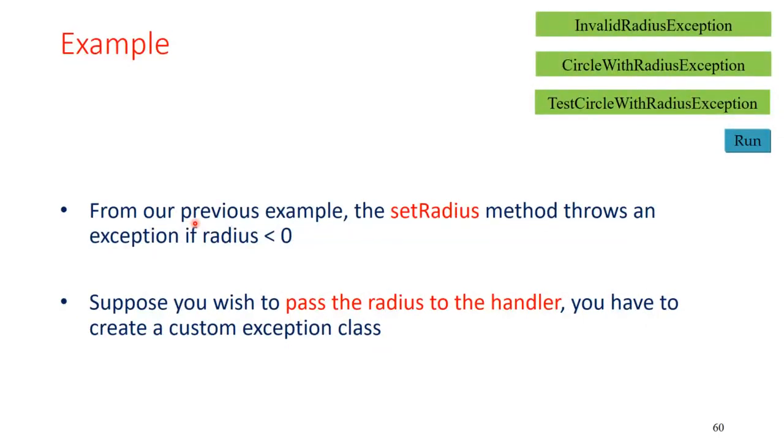I just don't want you to jump the gun and go too fast, thinking, oh, well, all of my exceptions are going to be custom. No, it's better to use what's already there first, okay? So we're going to play again with that circle example and the setRadius method that doesn't like when you pass a negative radius, okay?